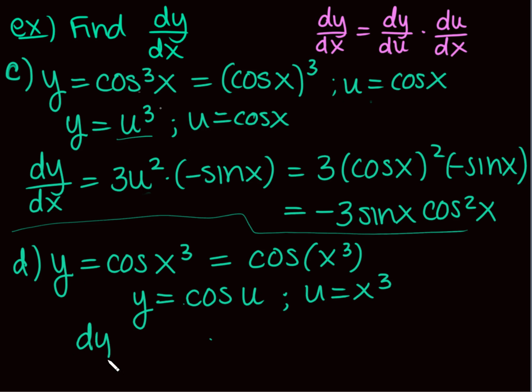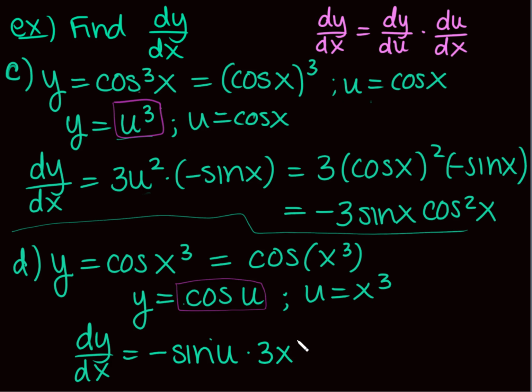So again, dy/dx is going to be the derivative of y with respect to u. If you notice on all of these, when I take the derivative of y with respect to u, I'm taking the derivative of that outside function. That's going to be important when we think of our next notation. So I'm taking the derivative of the outside function and leaving the u alone. So the derivative of cosine is going to be negative sine of u. This is the derivative of y with respect to u. Then the derivative of u with respect to x is 3x squared.